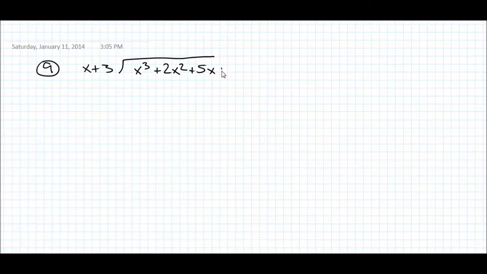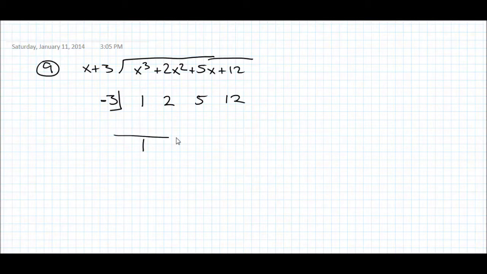Number 9. x plus 3 is the divisor of x cubed plus 2x squared plus 5x plus 12. Synthetic division, again, we change the 3 to a negative, and we just drop down the coefficients, so that'd be 1, 2, 5, and 12, all positive numbers. Good for us. Drop the first one down.